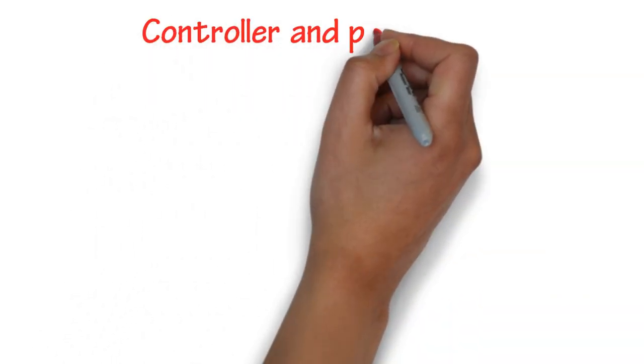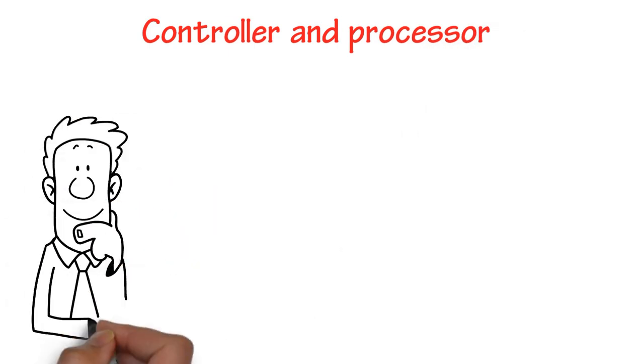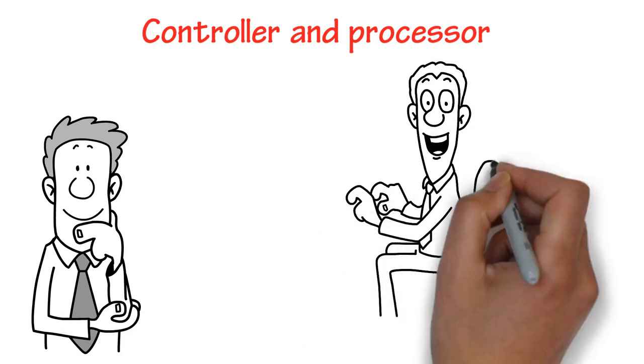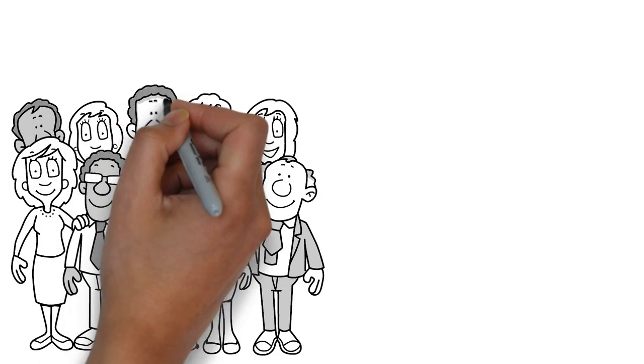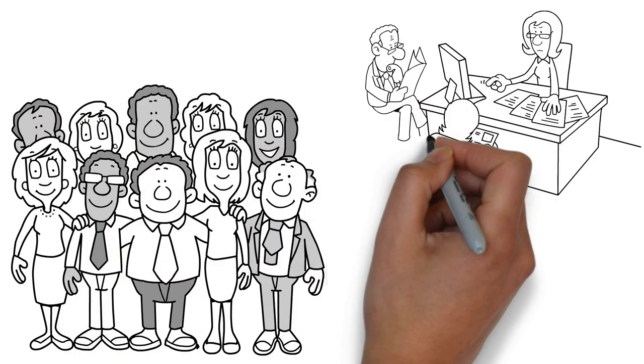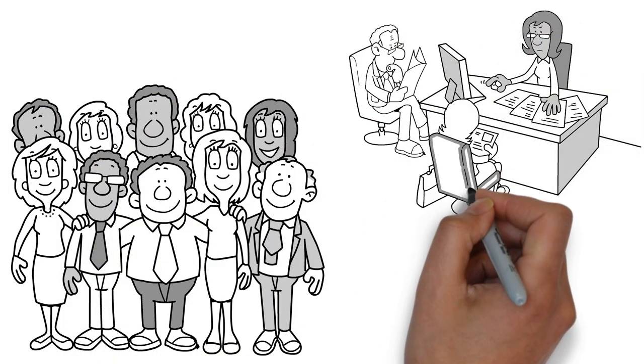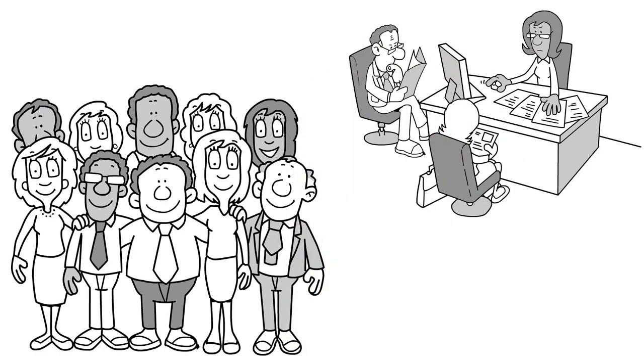Controller and processor. Determining the status of parties that process personal data is very important. Only then do you know who is responsible. A controller is a party that determines the purpose and the means for processing. It is the most important decision maker with regard to personal data. The actual elements or circumstances are usually decisive.